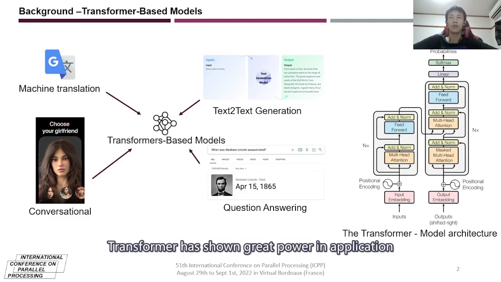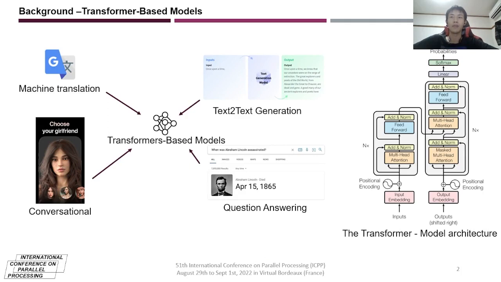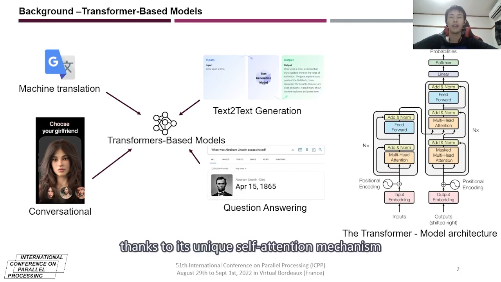Transformer has shown great power in applications related to natural language processing, thanks to its unique self-attention mechanism. There are many applications deployed on this model, like Google Translate, AI Girlfriend, Google Search. The right picture is the architecture of transformer. It has an encoder and a decoder. Both of them are designed on attention mechanism. You can find more detail in the paper, Attention Is All You Need.